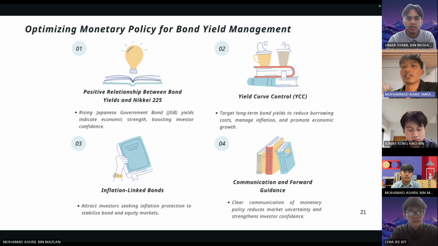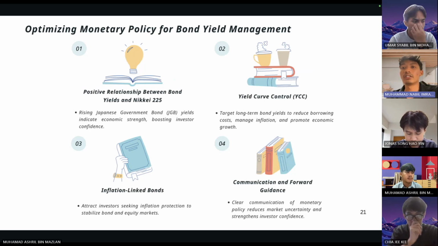Okay, so the next one is optimizing monetary policy for bond yield management. Bond yield movements significantly impact investor confidence and stock market performance. A positive correlation exists between Japanese government bond yields and the Nikkei 225, where rising yields often signal economic strength. So to ensure a balanced financial environment, policymakers should consider some of the following measures.